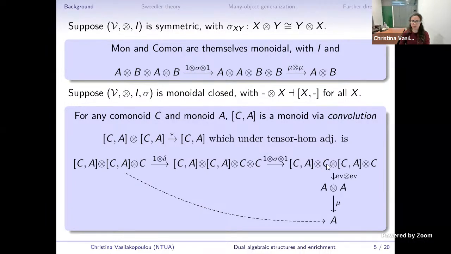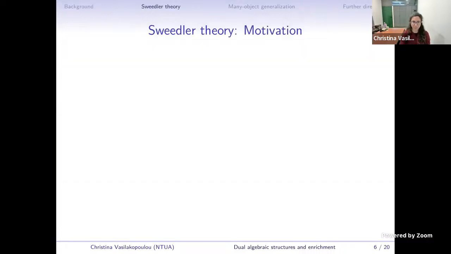Then we use the symmetry or the grading to switch entries here. So then we can apply evaluation twice and then the multiplication of the algebra. And again, in Sweedler notation, we can see this a bit more compactly via this convolution formula, which is again very well known in vector spaces and otherwise.